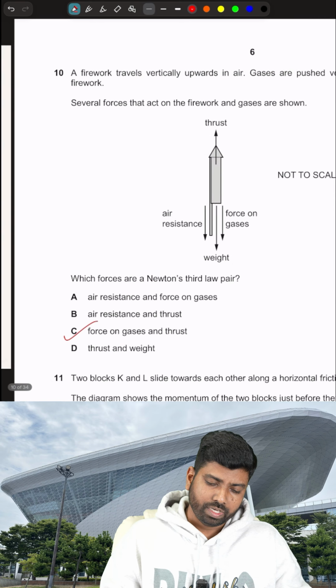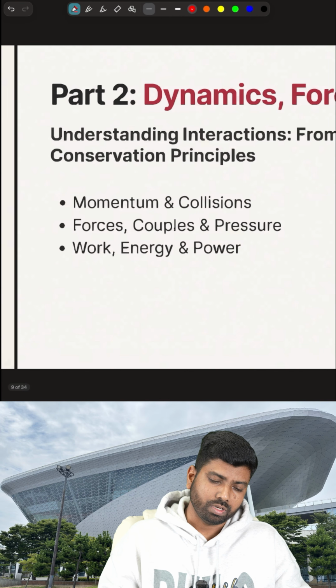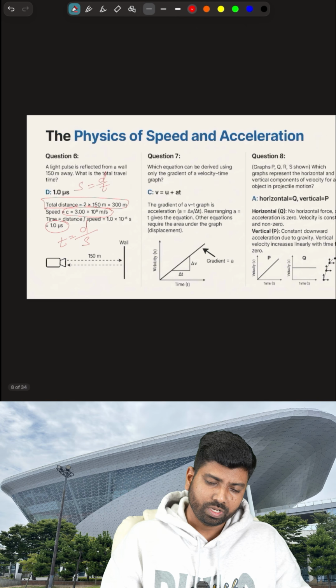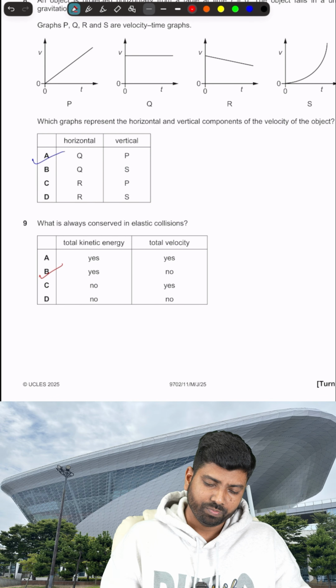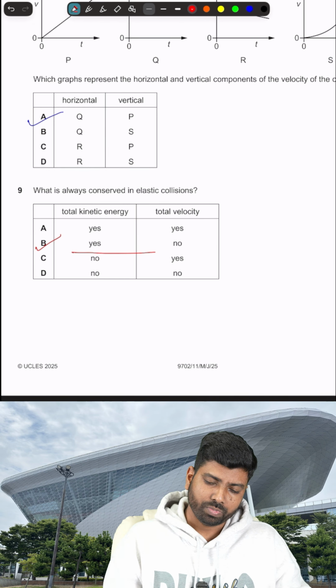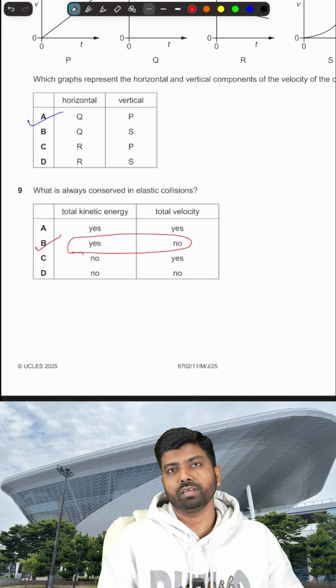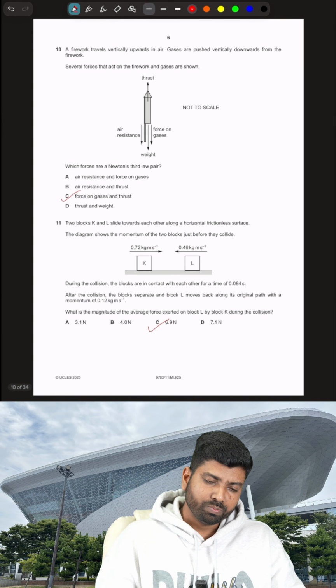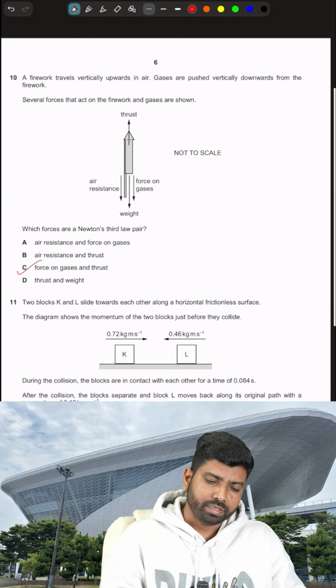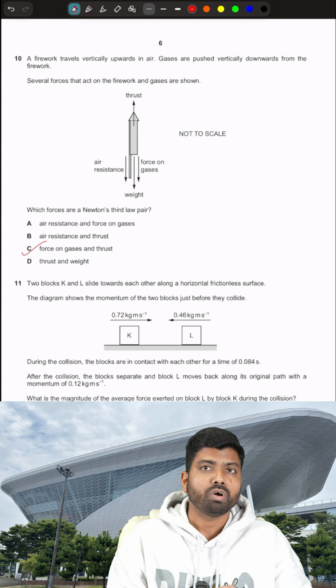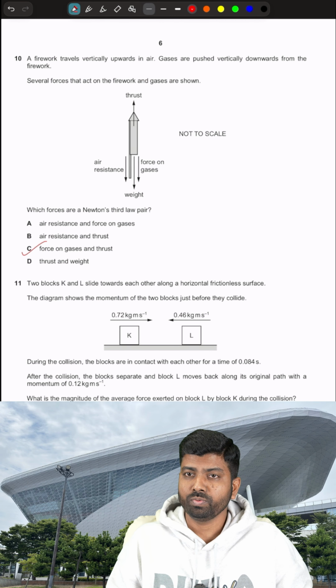So according to the definition, can you tell me which one is the right answer here? Yes, total kinetic energy is conserved but total velocity is not conserved. So option B is the right answer here. Now let us move to question number 10. This is related to your Newton's laws of motion. Is it okay? Shall we move to question number 10?